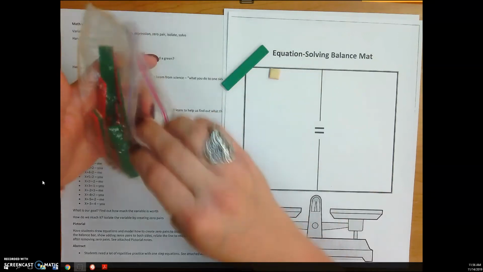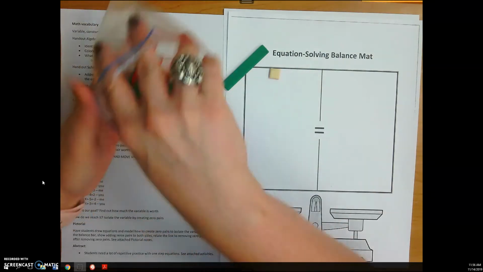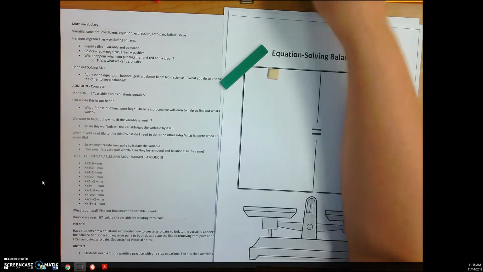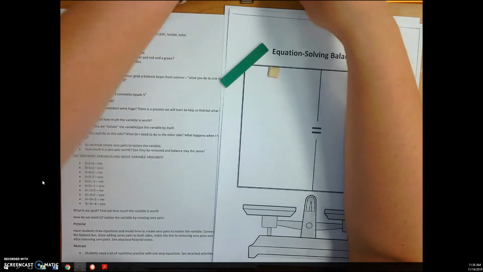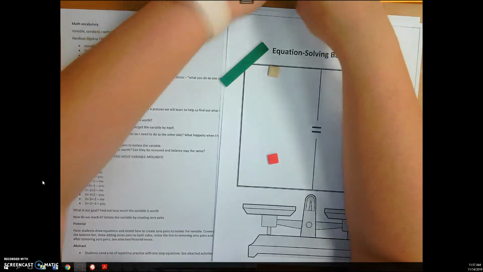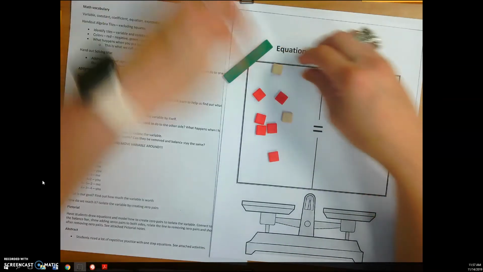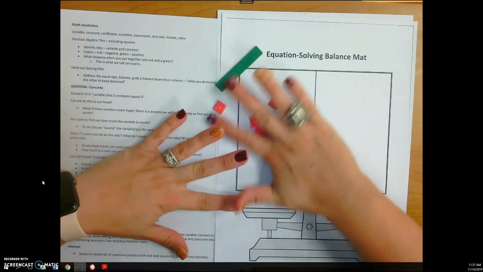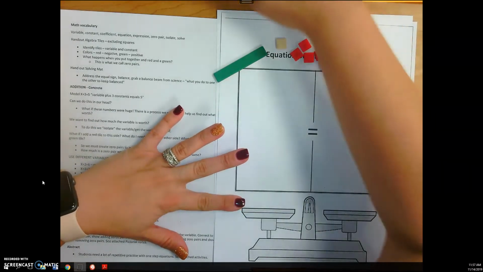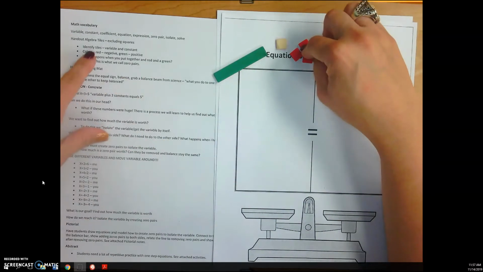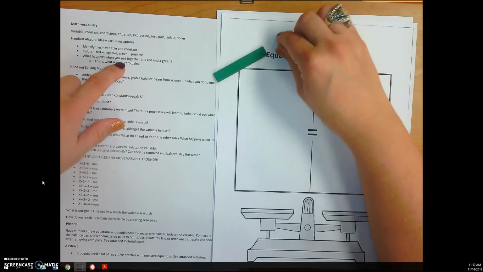And they're going to need multiple constants. So you've already introduced this language of variable and constant, but you need to reintroduce it, reminding them that the bar represents the variable and the little squares represent our constants. Okay, and the red is, of course, negative, and our green or white is positive.